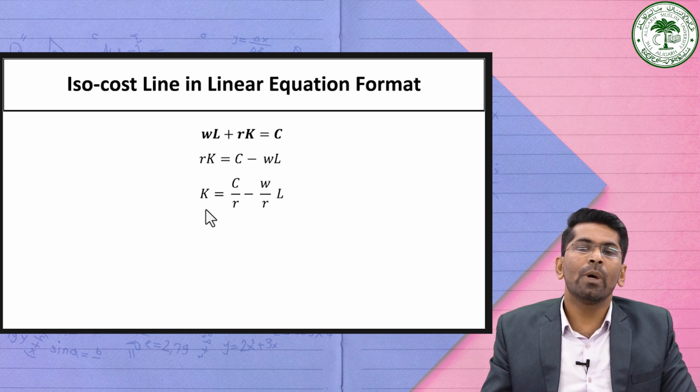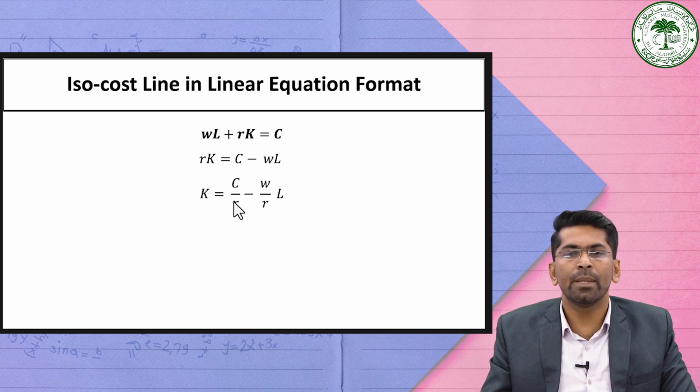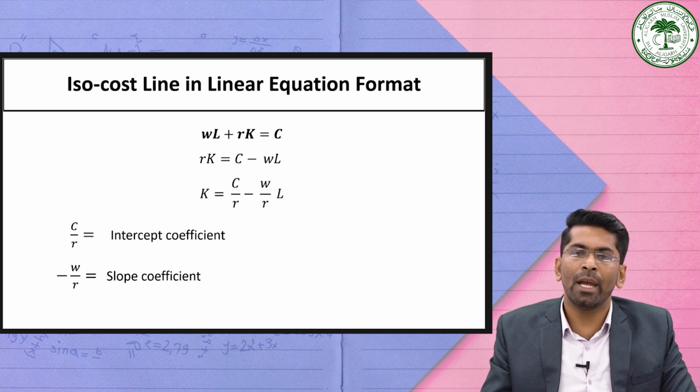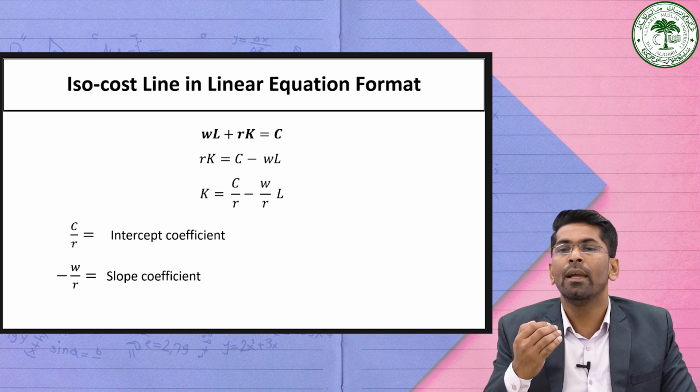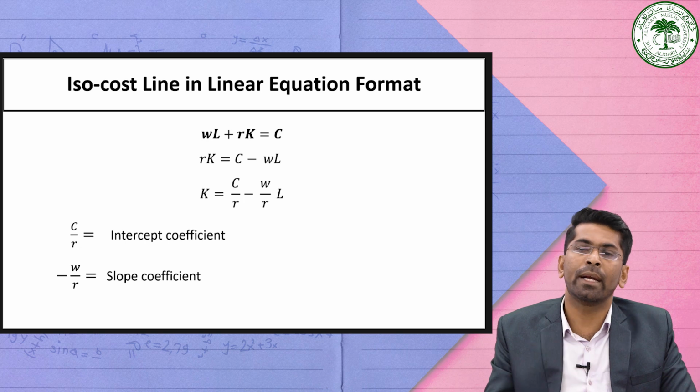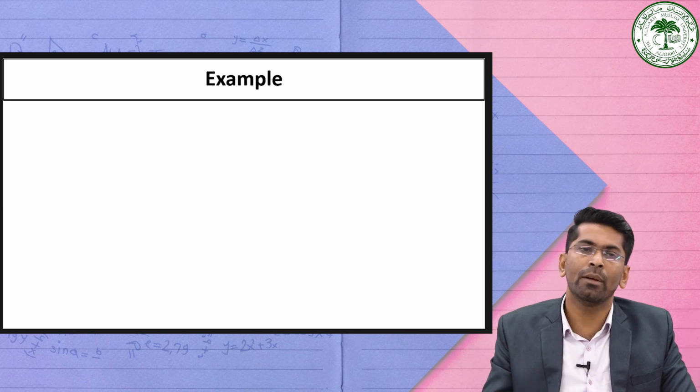Now the equation is purely a linear equation here. C upon R is the intercept term, or the intercept coefficient. Minus W upon R is the slope coefficient. And the slope coefficient of the isocost line is a negative value. Of course, it is, because if you want to increase the employment of one factor, then we need to decrease the other factor. So this is considered an opportunity cost.